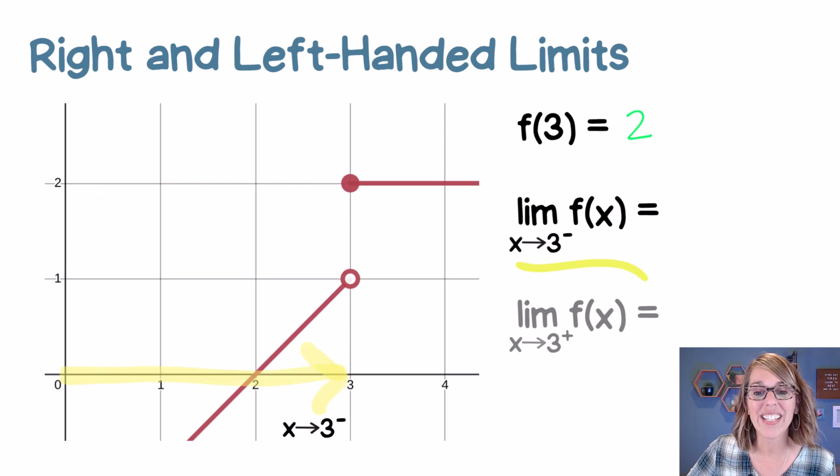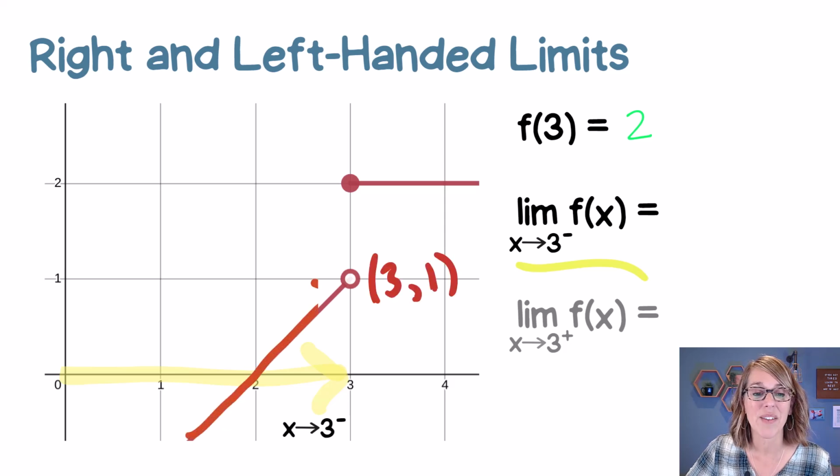I want to start with this limit. The limit is x approaches 3. That little negative means from the left. And as I am approaching 3 from the left, my function is approaching that point 3, 1. Now, limits, just like our function values, give us a y value back. So in this case, our answer is 1.